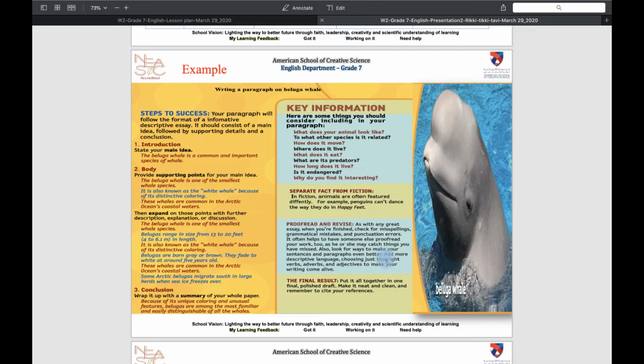Of course, this example is about another animal. It's a sea animal, beluga whale. But it's going to help you writing your paragraph. Here, I need to see an introduction, the body, and conclusion. Again, by answering these questions, you'll be able to write your paragraph.